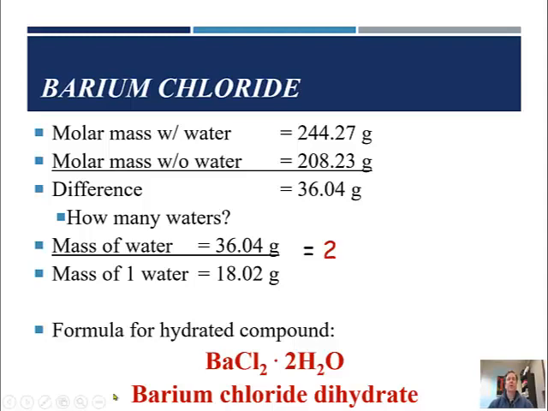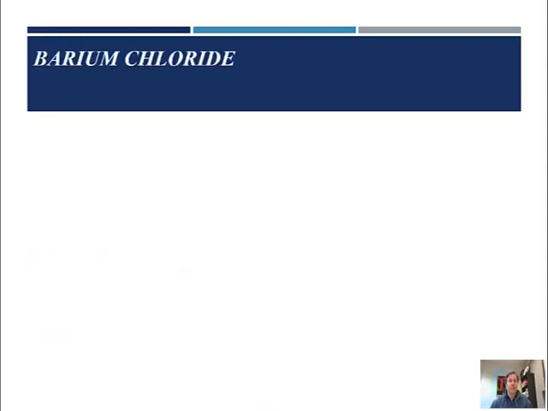Okay, so we used the hydrated compound, we heated it, we drove the water off, found just the mass of barium chloride, and then figured out how much water we had driven off, and then divided it by the molar mass of water to figure out 2 waters. We'll do something like this in lab coming up.